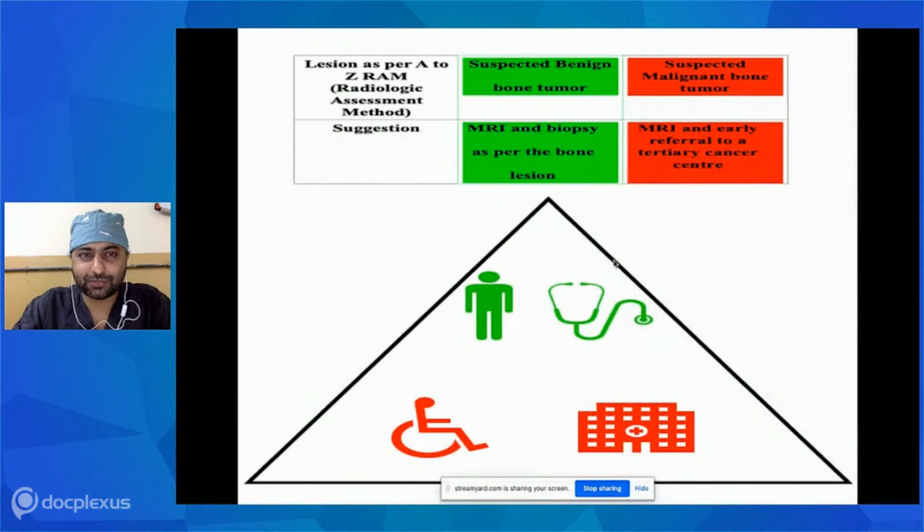So what is the advantage of this method? We have seen all these four examples and we are suspecting it's a benign bone tumor. We published this also, a pyramid, which can be easy and helpful. So we have a signal method.